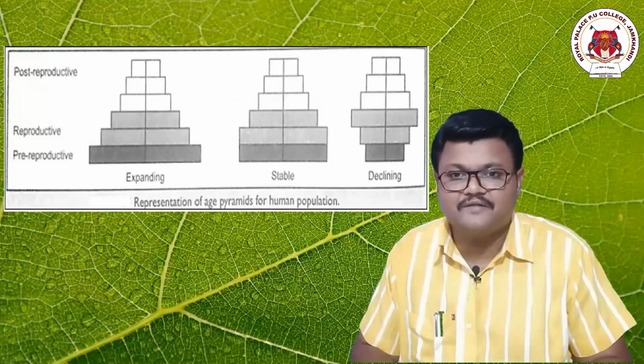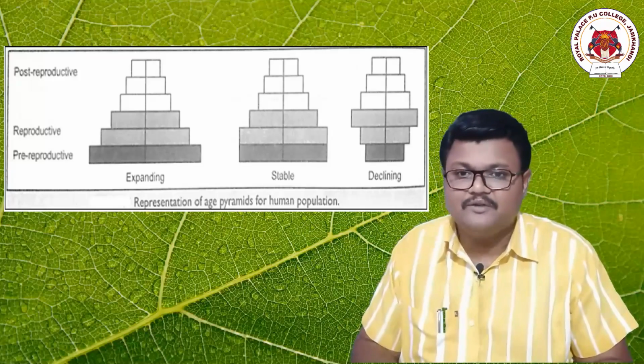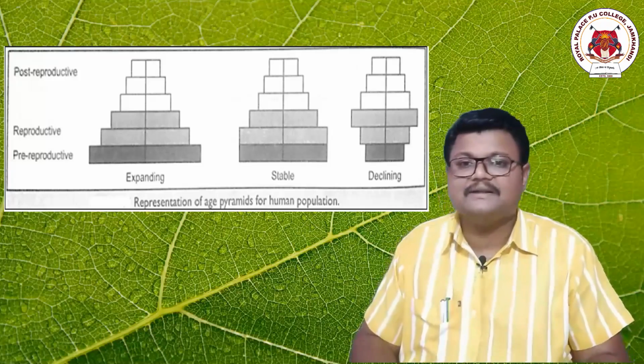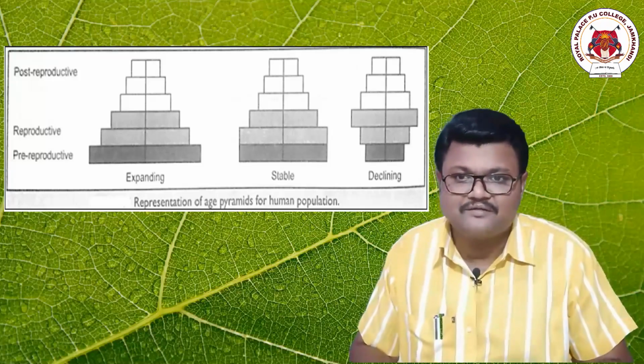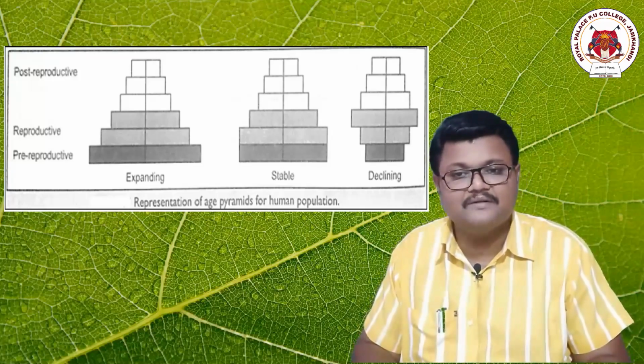Let us consider the first diagram, called the expanding. From the figure, we can easily observe that this diagram contains three stages of ages, that is pre, reproductive and post.